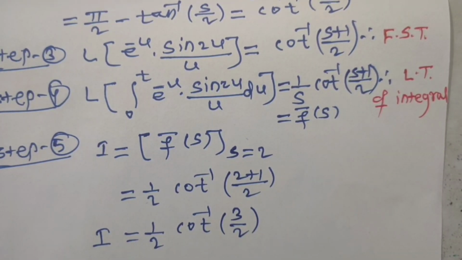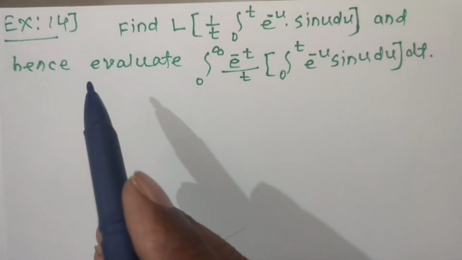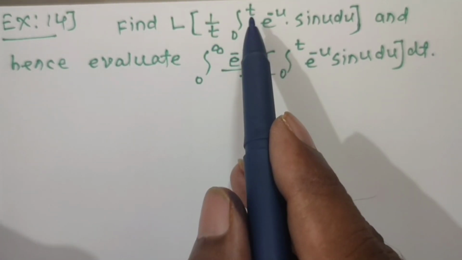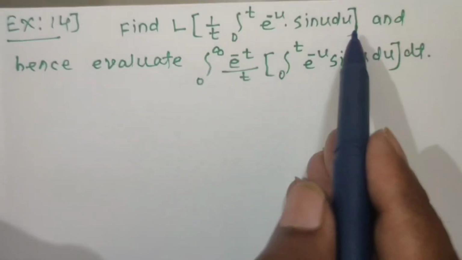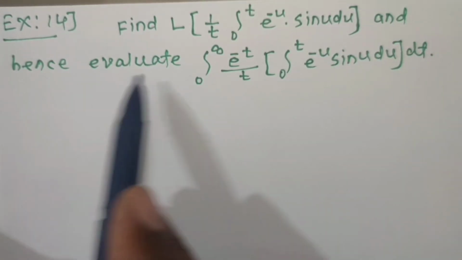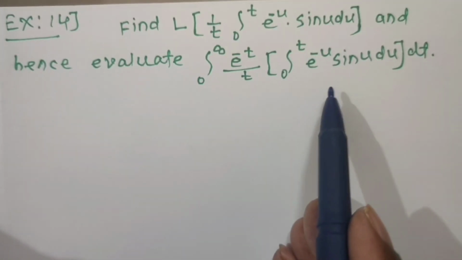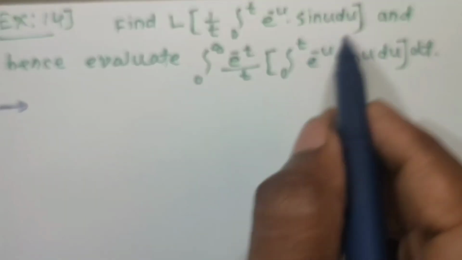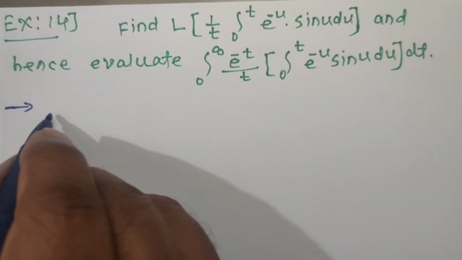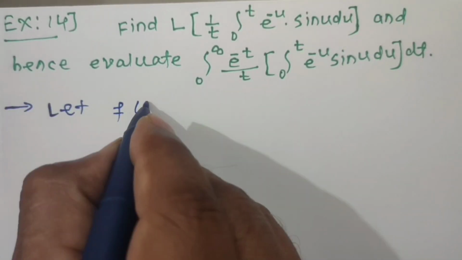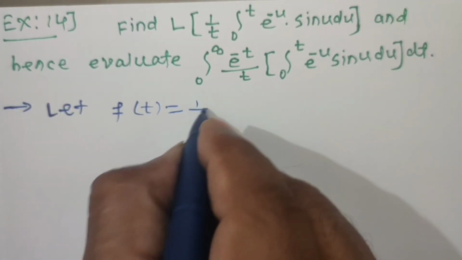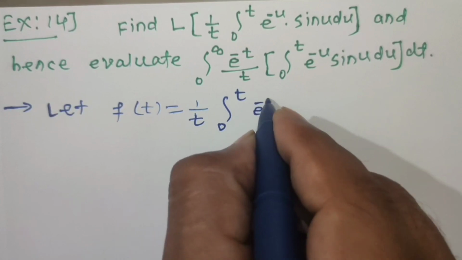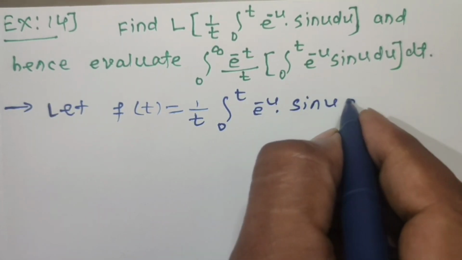Now example number 14, find Laplace transform of 1 upon t into integral from 0 to t e to the power minus u sin u du, and hence evaluate this integral. So first of all, we have to find out Laplace transform of this bracket. Hence assume f of t is equal to 1 upon t integral from 0 to t e to the power minus u sin u du.